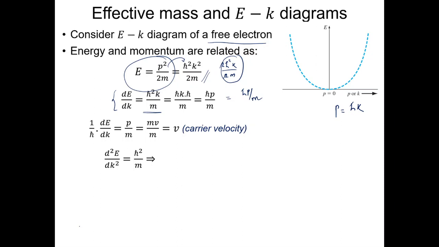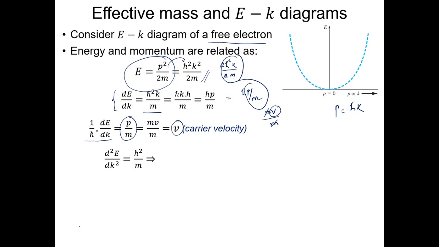Now if I move the h bar to the other side, 1 upon h bar dE by dk becomes p by m, and p by m you know is nothing but mass into velocity divided by m. Mass cancels, we get velocity. So 1 by h bar dE by dk is equal to velocity, or the carrier velocity. So the slope of the band structure tells us the carrier velocity.